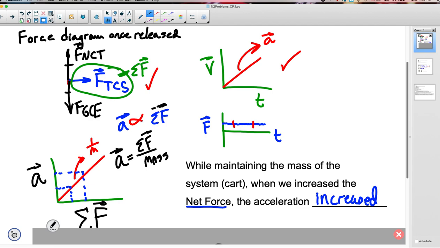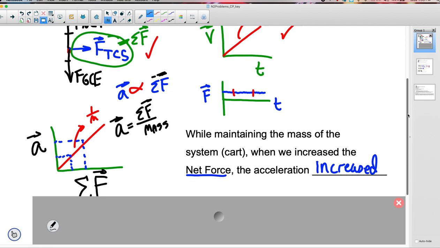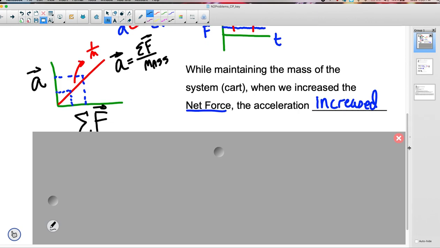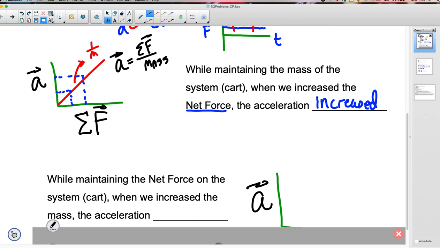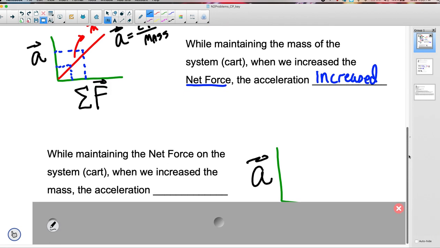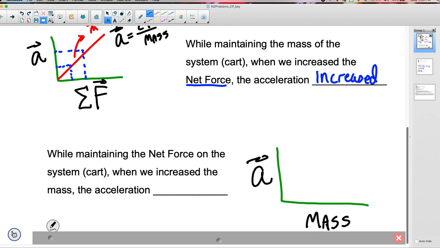So we then took a second look at the experiment, and we said, well, what if, instead of keeping the mass of the system the same, we kept the net force the same? So we didn't change the force. We put a certain amount of mass on the hanger and left it there, and we kept adding masses to the cart. We kept adding black bars to the top. And in general, if we maintain the net force, so that was kept constant, if we increase the mass of the system, what happened to the acceleration? And you saw that it sped up less quickly, so the acceleration decreased.